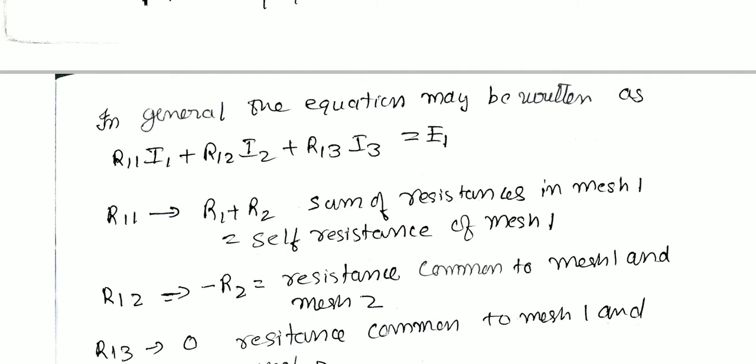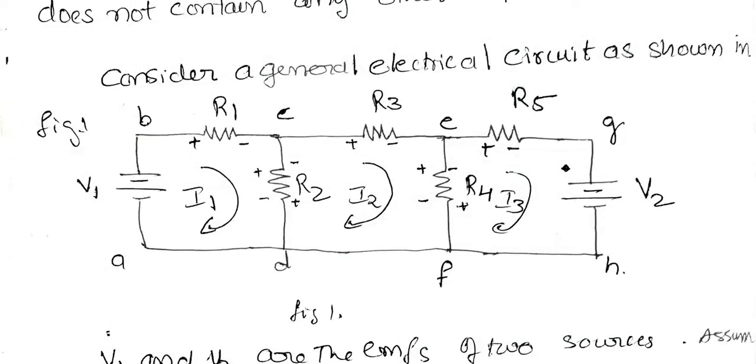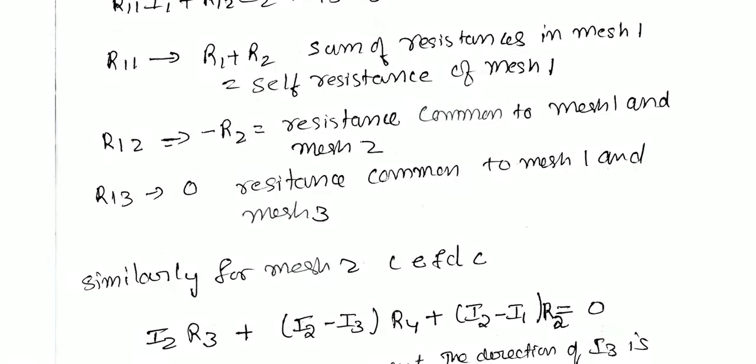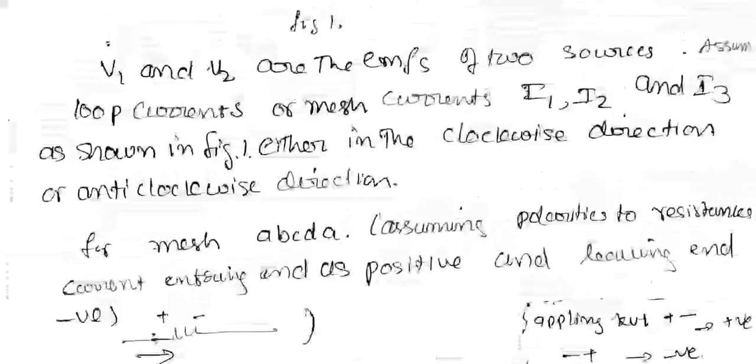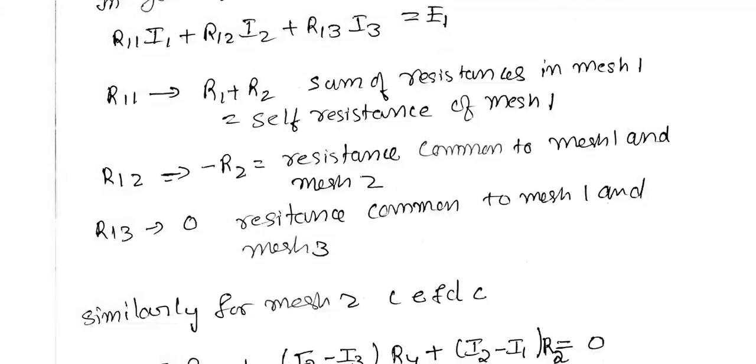Next, R12, the resistance common between 1 and 2. What is the resistance common between 1 and 2? It is R2. So here the value is minus R2, minus because the current directions are different. If the current directions are the same, then it will be positive.